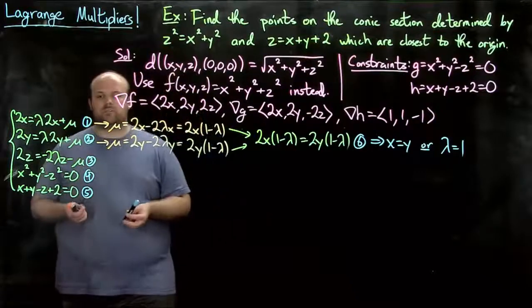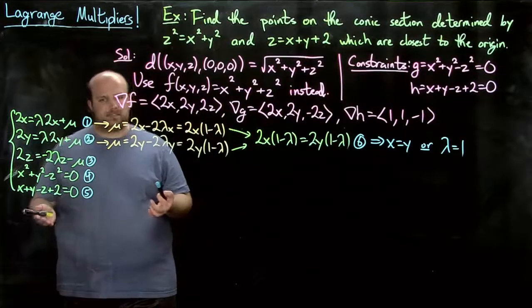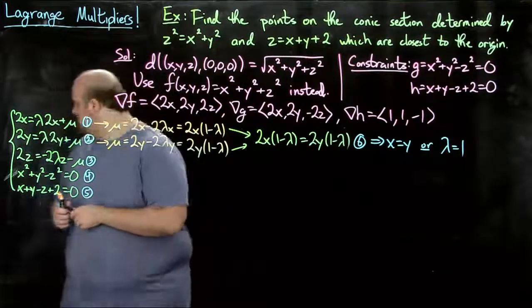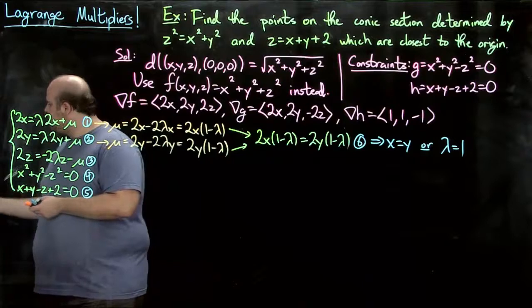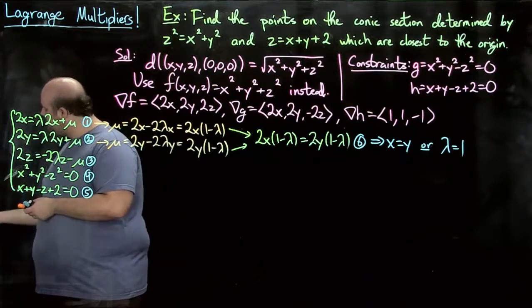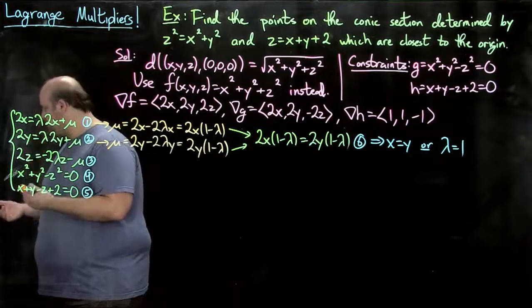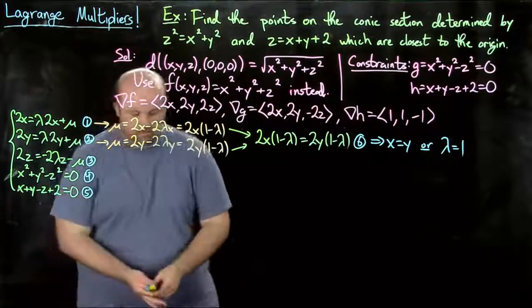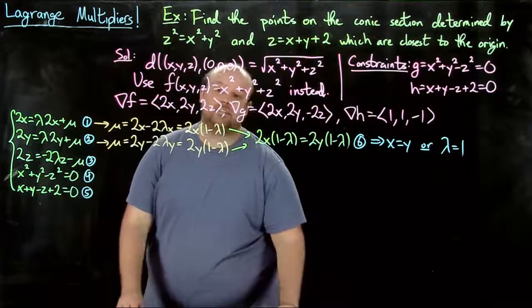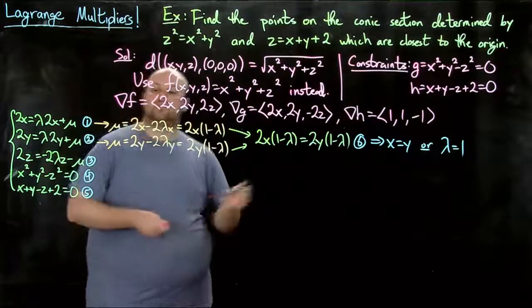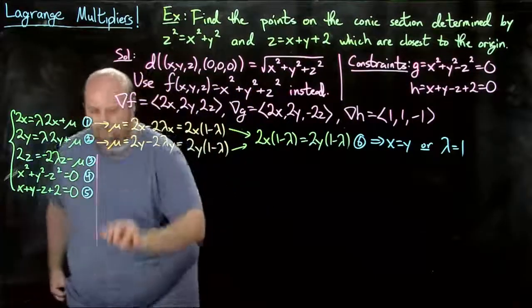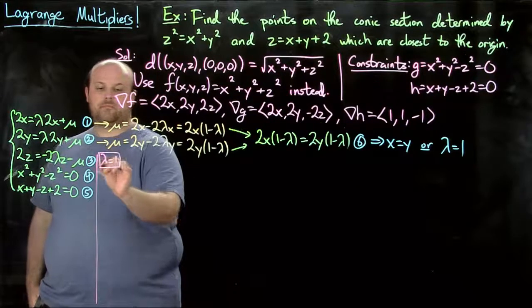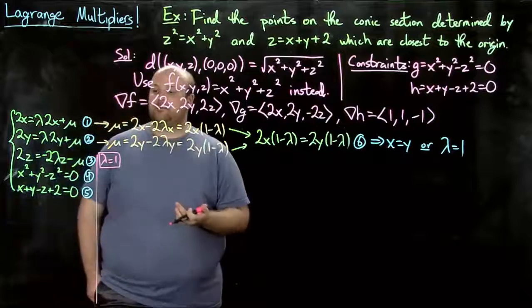So the question is, which one do we start with? Let's confer with my notes here. I don't think it matters. So let's start with lambda equals 1. It doesn't matter because we have to check both of them anyway. So let's start here with lambda equals 1.